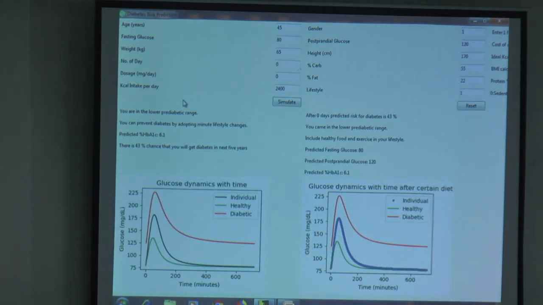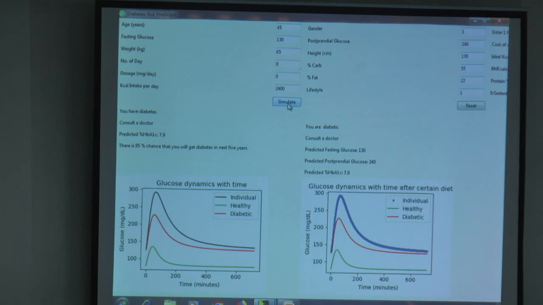So if supposing I change this parameter, somebody has got 130 and 240. Obviously this is diabetic. Simulate. So now you see that it has become diabetic. You are already diabetic because it's gone above the red line.